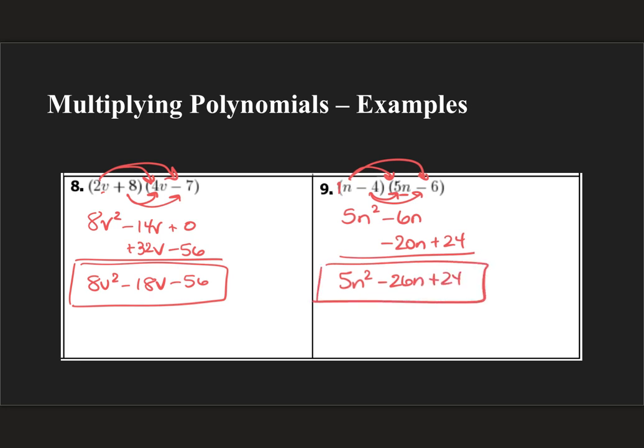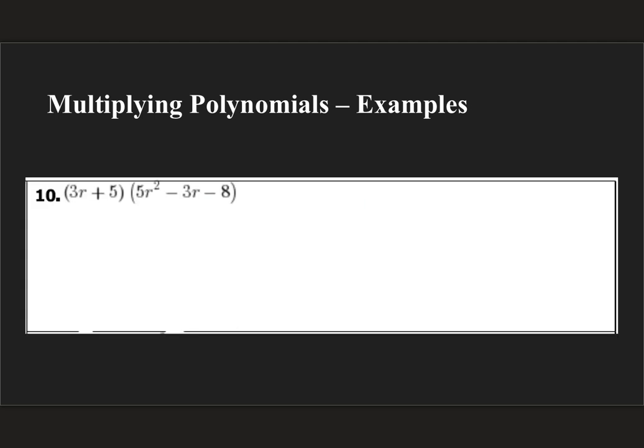All right, and we're going to try one more, a little bit more complicated, but we have the exact same process. We're going to start with 3r times 5r squared. So we're going to do 3 times 5, which is 15. And I have 1r here and 2 there, so that's going to give me r cubed. Then I'm going to do 3r times negative 3r. So 3 times negative 3 is negative 9. R times r is r squared. All right, and then 3r times negative 8, 3 times negative 8 is negative 24. I'll fix this real quick.